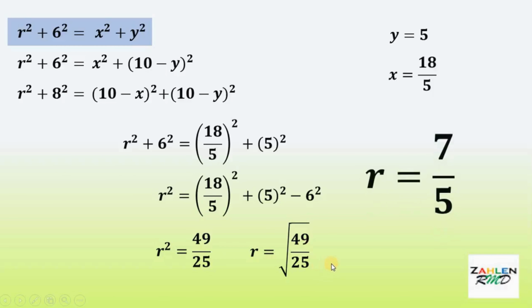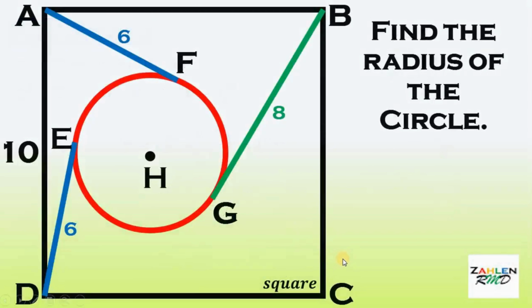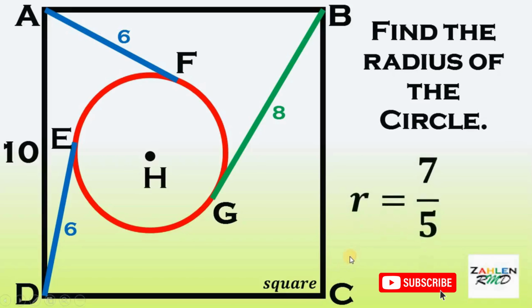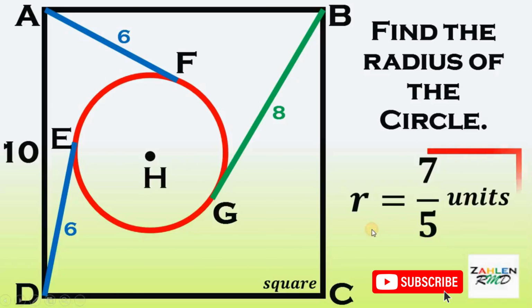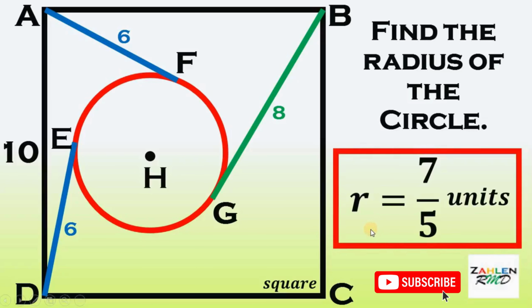Which is equal to 7 over 5. Now, going back to our question, our goal is to find the radius of the circle, and we get the value of r, which is equal to 7 over 5. And again, don't forget the unit. Therefore, the length of the radius of this circle H is simply 7 over 5 units. And we're done.